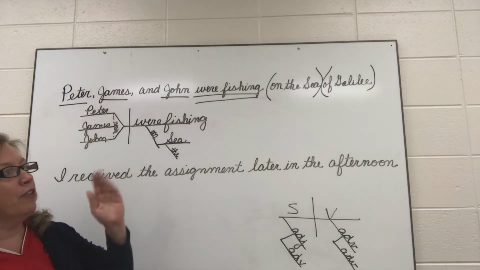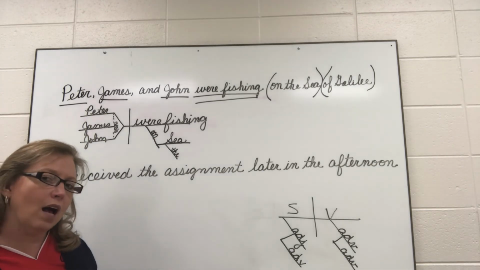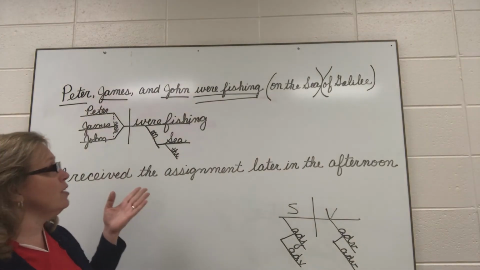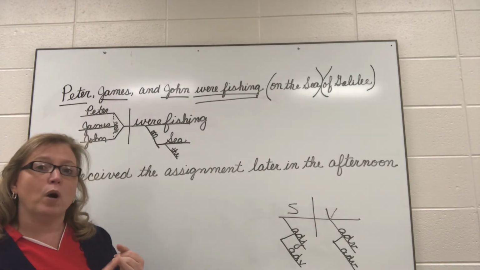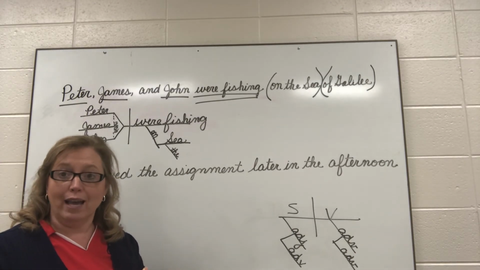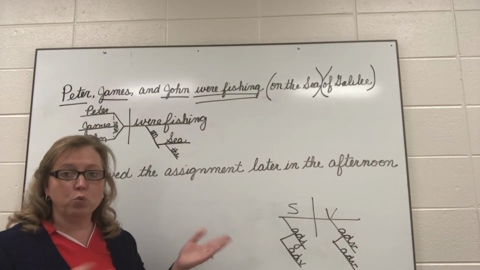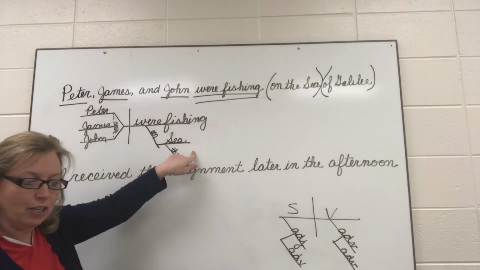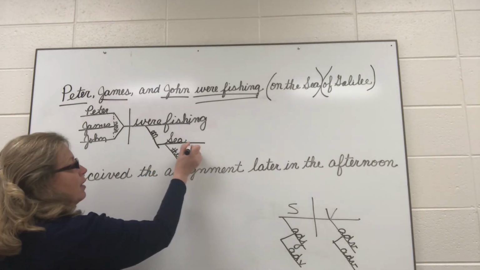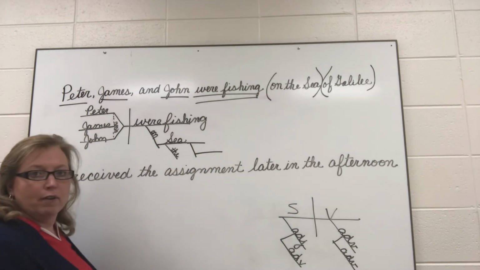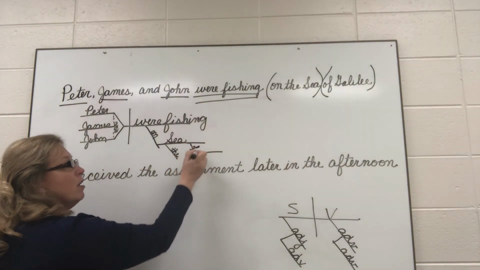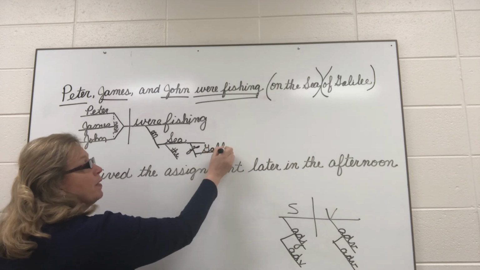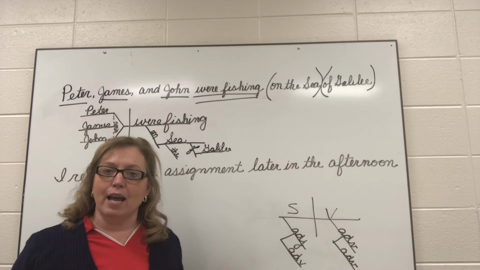Now we have the phrase of Galilee. What does of Galilee describe? Does it tell me where, when, how, or how often, or to what extent they were fishing? No. Does it tell me which one, what kind, how much, how many, or whose? Yes. It tells me which sea, which one. Of Galilee is an adjective phrase that is going to describe sea. So I'm going to have to lengthen my line a little bit, and I'm going to make another prepositional bracket. I put of here, of Galilee. And so I'm going to write Galilee because it is my object. Remember, the object has to be a noun or a pronoun.